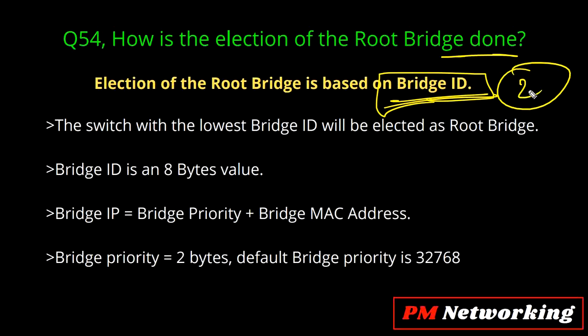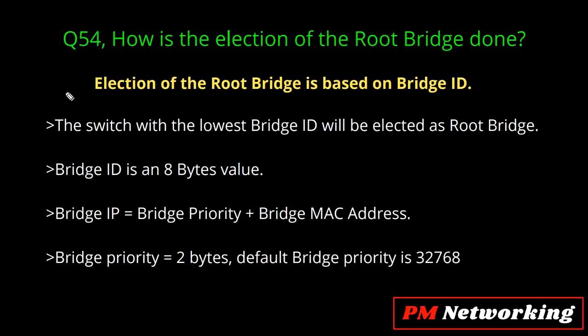First one is priority and second one is MAC address. But you can say, understand first of all this line, election of root bridge is based on bridge ID, right? Now definitely the interviewer will ask you to explain bridge ID, right? So what is bridge ID?